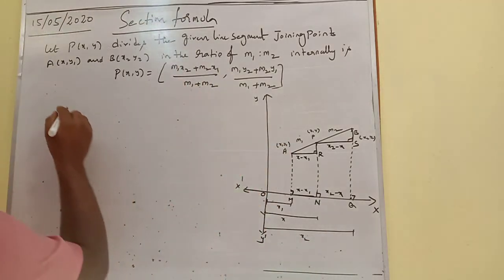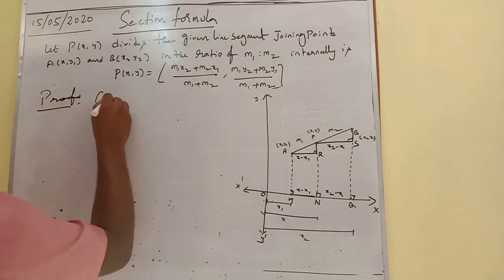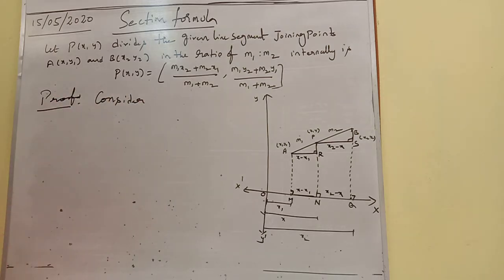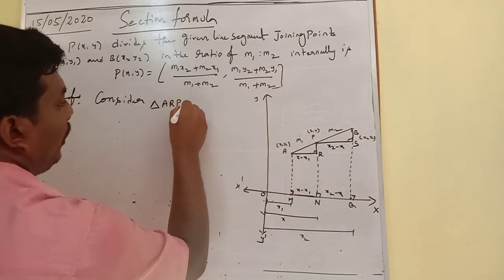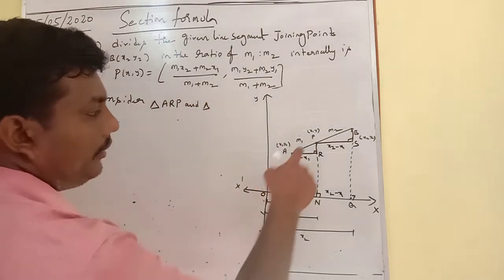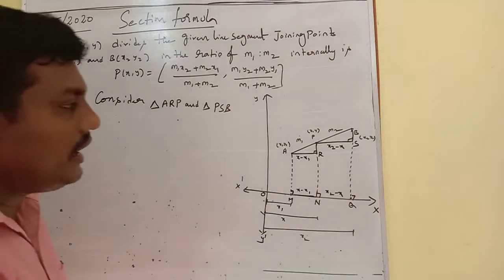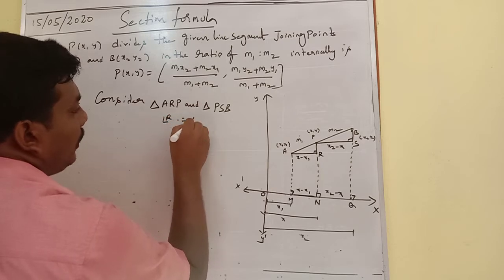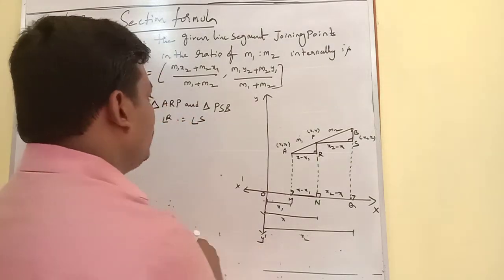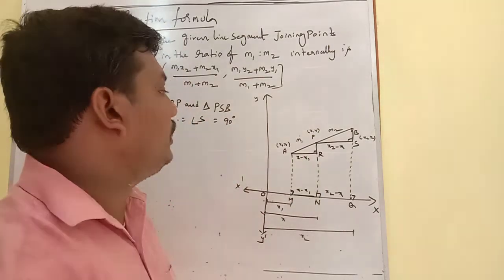Now consider proof. Consider triangle ARP and triangle PSB. When you consider these two triangles, angle R is equal to angle S. Here angle R is equal to angle S, because it is 90 degrees, since they are perpendiculars.